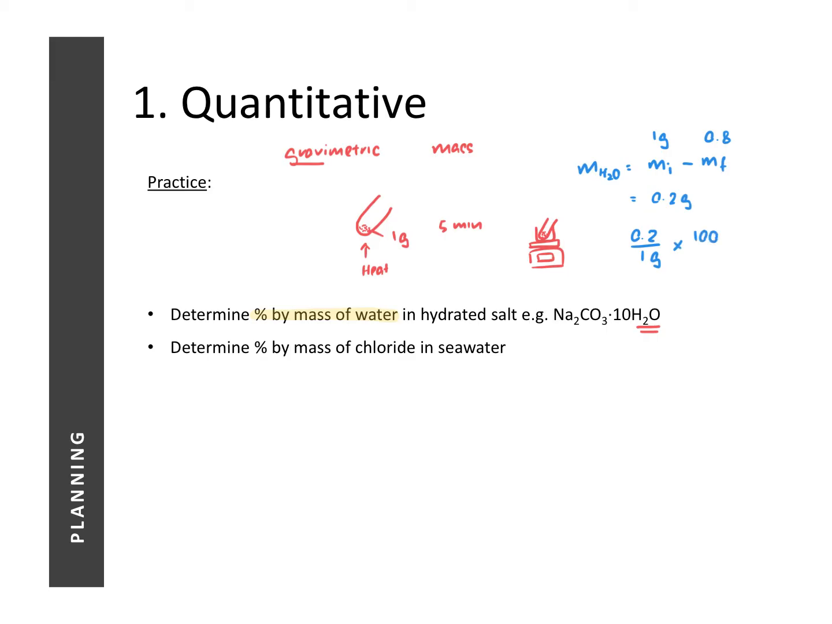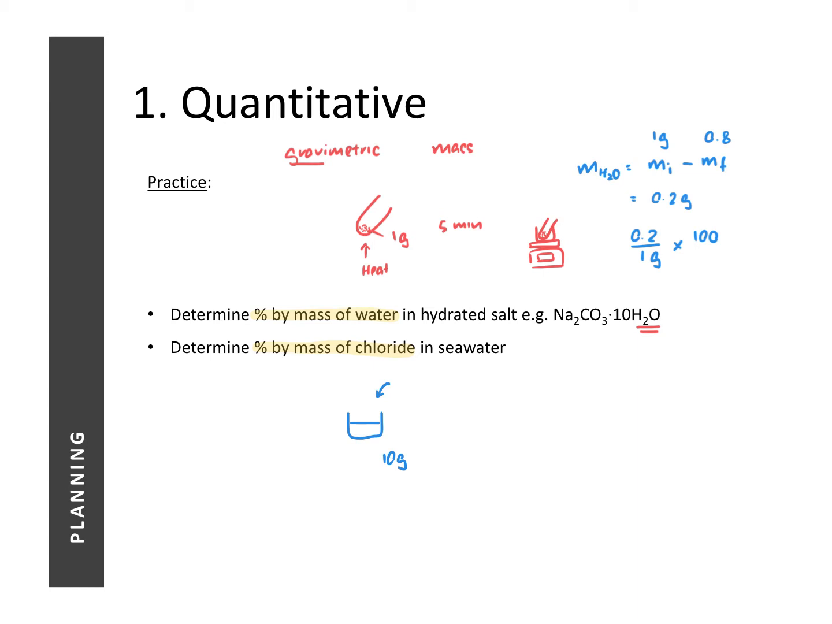For the next question, determine the percentage by mass of chloride in seawater. This also requires a gravimetric approach. So what we do is, first we weigh out a certain mass of seawater. So for example, let's say 10 grams. So this seawater contains chloride. So how do we find the amount of chloride in there? We need to add excess of a reactant that forms a precipitate with chloride.